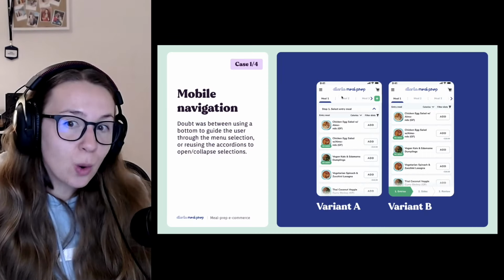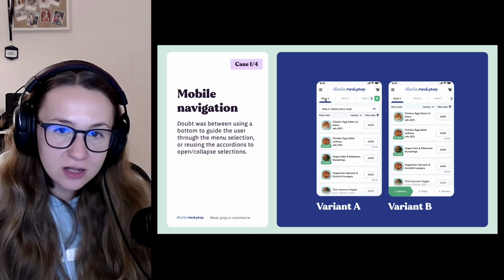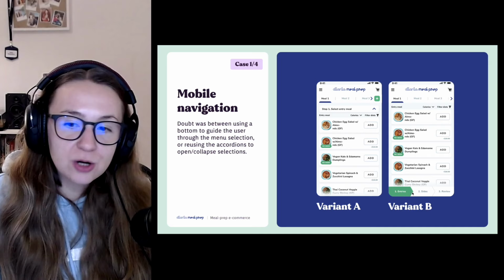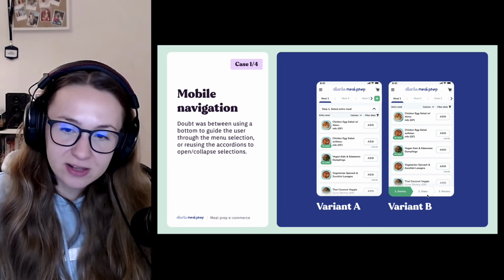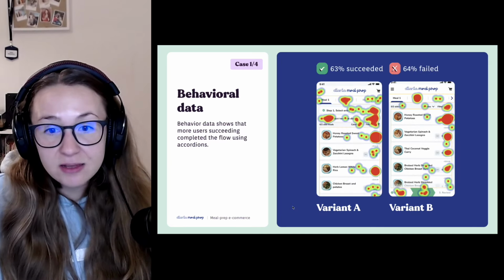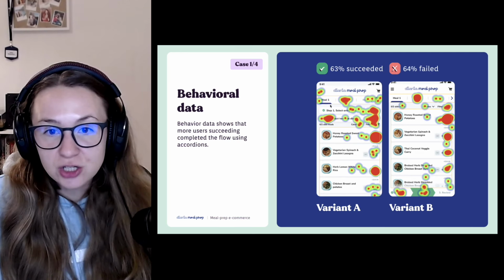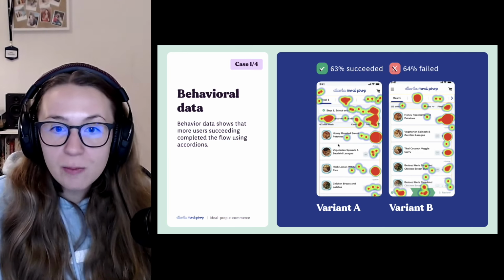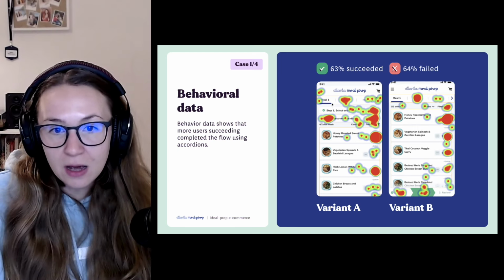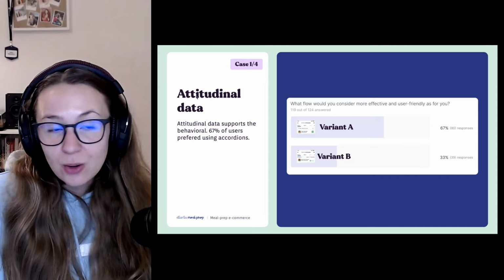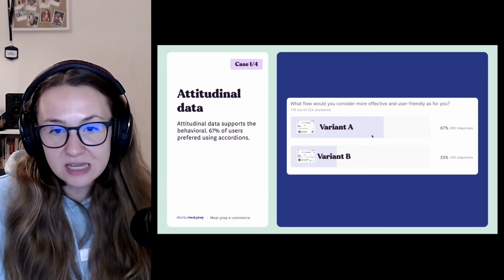In this case, I was going for different types of navigation. One would be on the top, and the second would be on the bottom, to sort of guide the user through the steps they have to take. And then interestingly, I noticed that people succeed better if they actually don't have any guide in the bottom, and it will be basically guided by days and then those accordions. Also, attitudinal data would show the same kind of results.